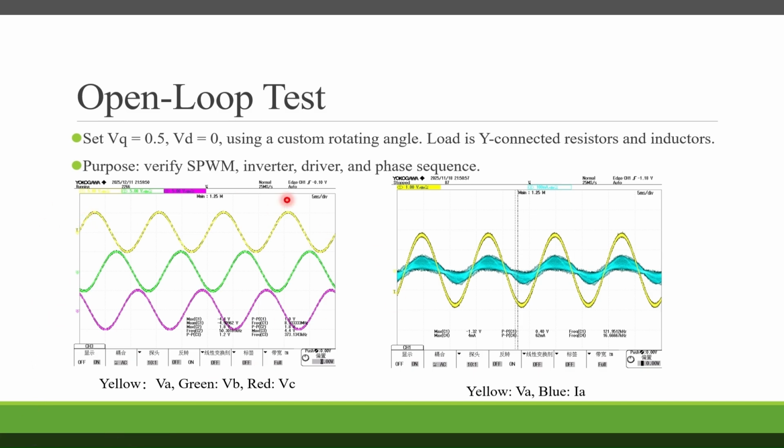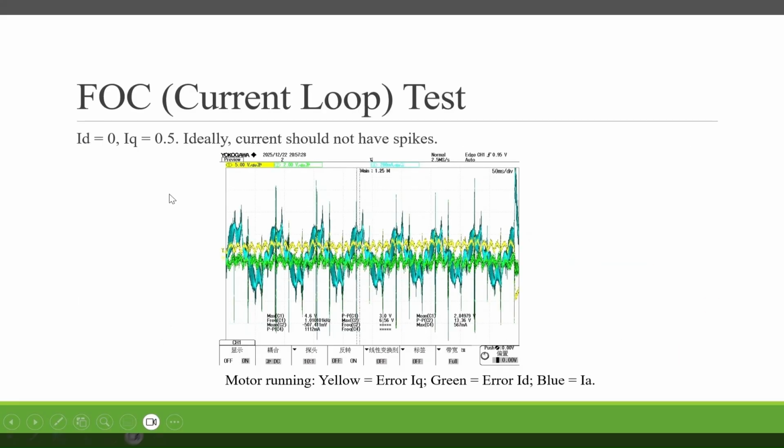This shows phase sequence. This is phase A, phase B, and phase C. These are voltage. And this is the current and voltage of a phase. In this case, this is phase A. Let's step into the issues and the implementation part.